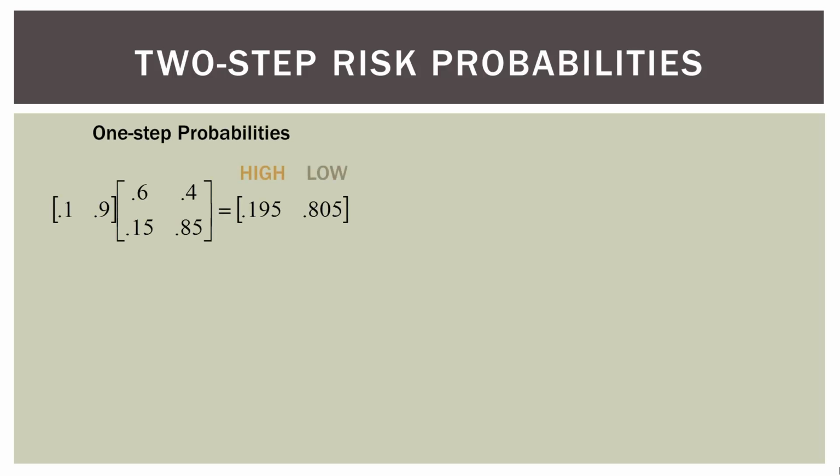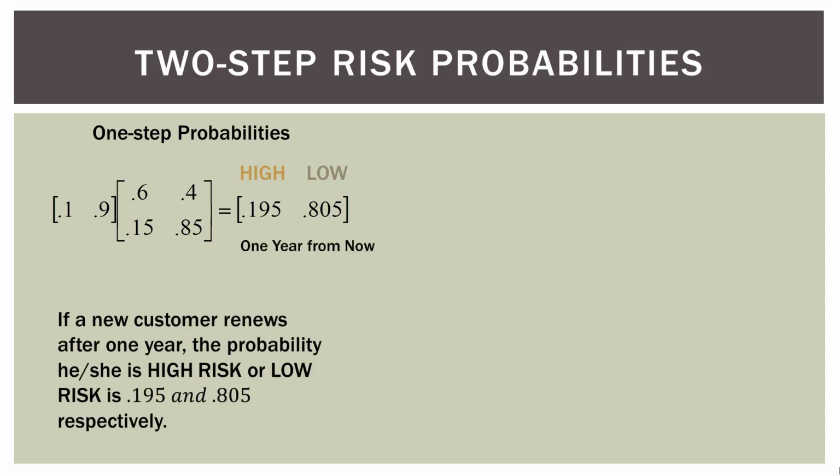So this was our one-step probability, and this was in a slide or two ago. We took our initial state vector, multiplied it by our transition matrix, and then we got our one-step probabilities of 0.195 for high risk, 0.805 for low risk. That's 1 year from now.